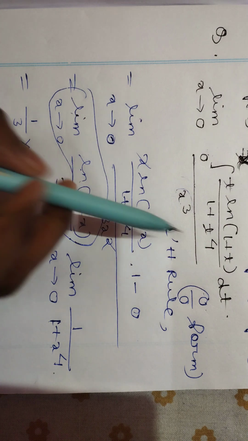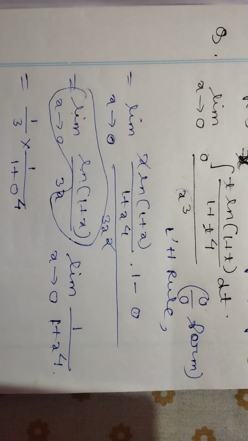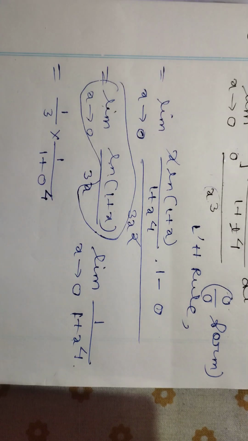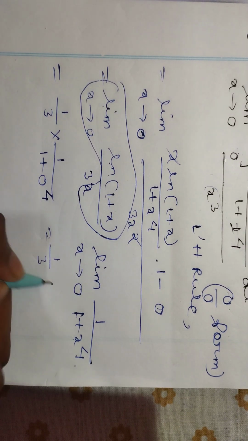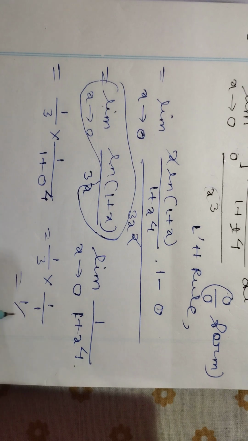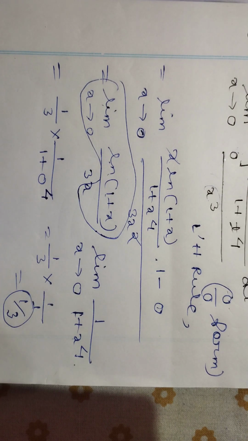Here it is 1 plus x raised to power 4. So 1 by 3 multiplied by 1 by 1, so the answer would be 1 by 3. So 1 by 3 is our desired answer.